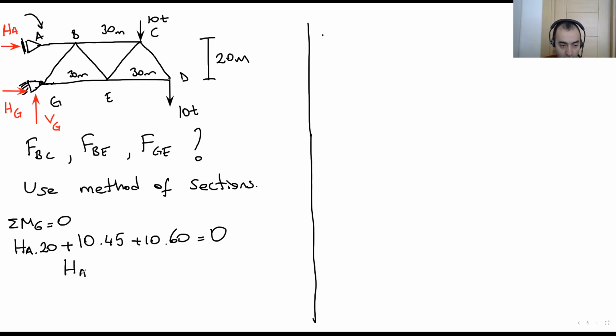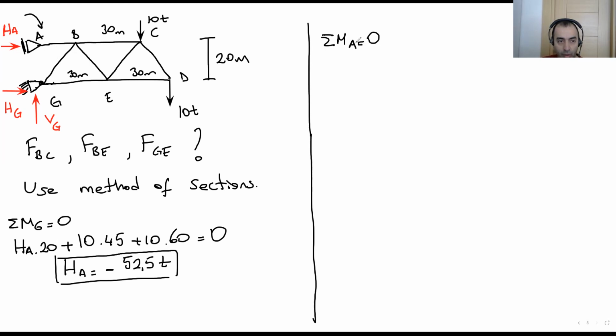HA is minus. Okay, the real direction of this HA is the opposite direction, but we are using this negative sign here, no worries. Okay, let's write the total M_A equals 0.